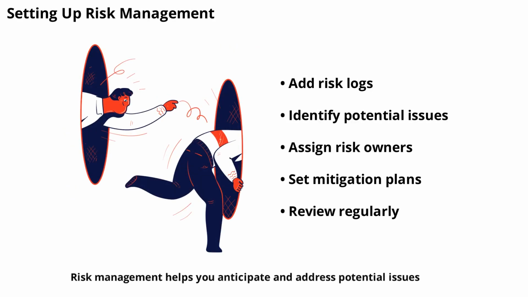Risk management helps you anticipate and address potential issues. Scheduling software may allow you to add risk logs or notes, identify possible risks, such as delays or resource shortages, and document them. Assign risk owners and set mitigation plans. Review risks regularly and update as needed. Proactive risk management supports project success.